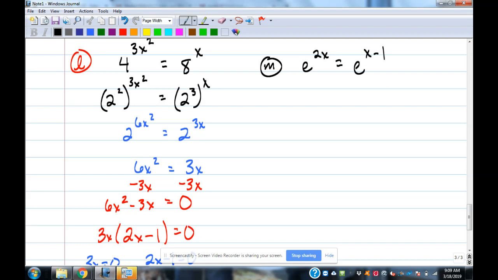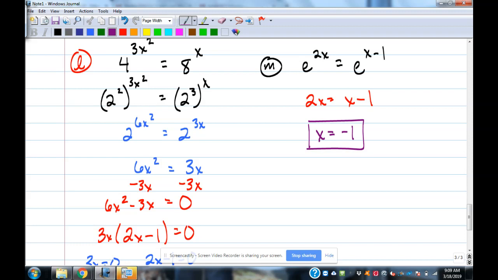Does that change how this problem works? No, the bases are the same on each side. The good thing is there's really nothing I can do to manipulate an e, so I don't have to worry about fixing the bases when it's an e in there. So it's 2x is equal to x minus 1. Solve that. Get x is negative 1 just by subtracting that x.